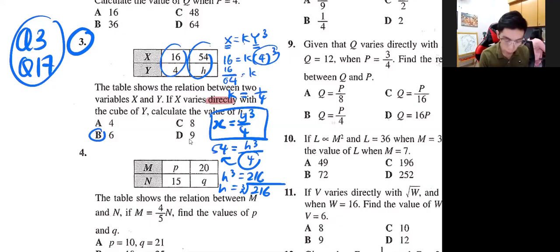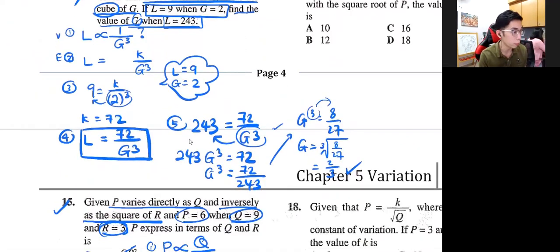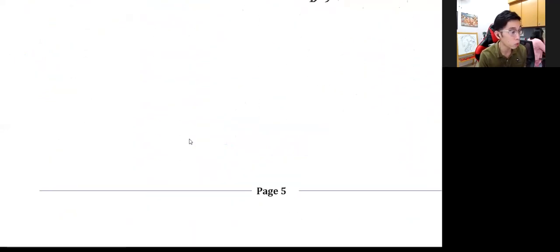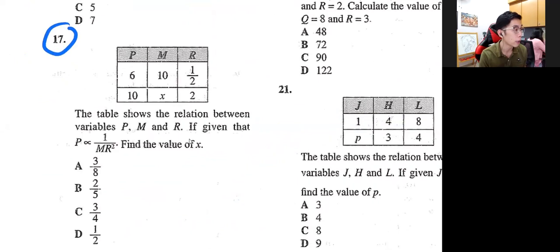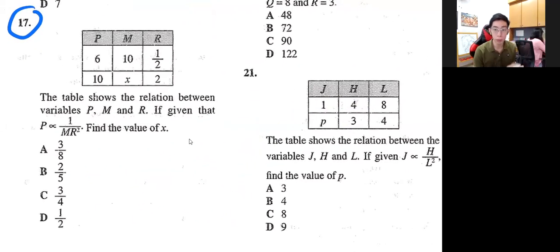Now everybody, our last question. When we stop the meeting, please complete the 21 questions and I will post the answers in Google Classroom. You can check the answer. Okay, question 17, guys. Question 17 is the same process. The only thing that happens to students is, I believe, because of the workings that relate to linear equations.